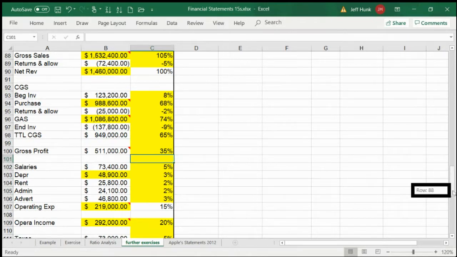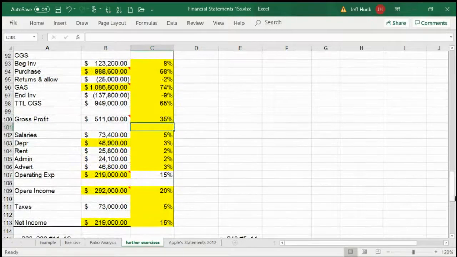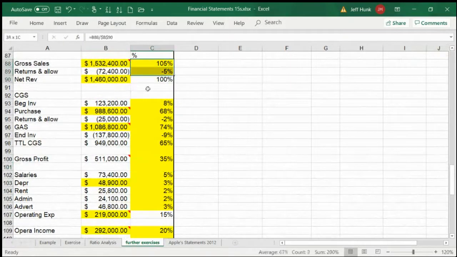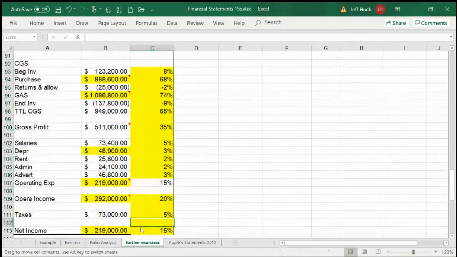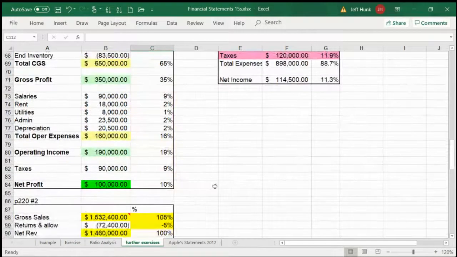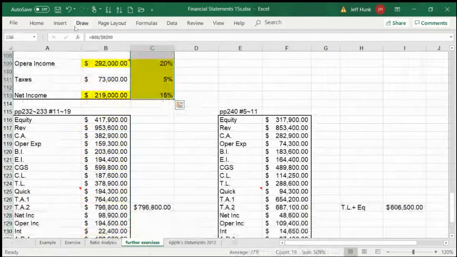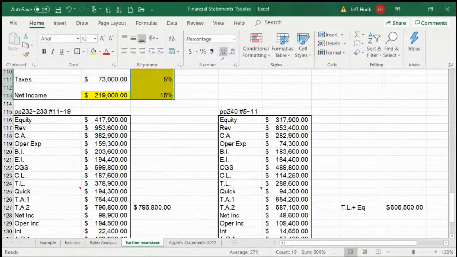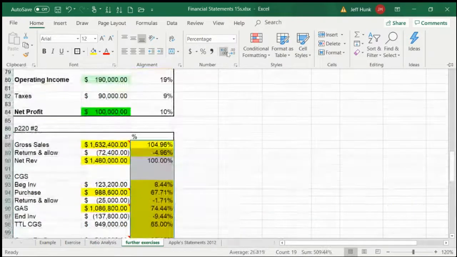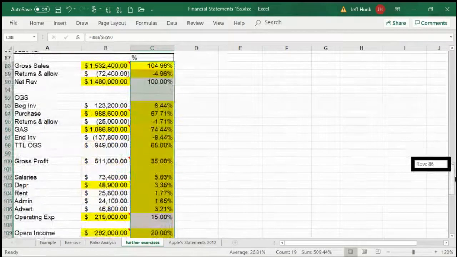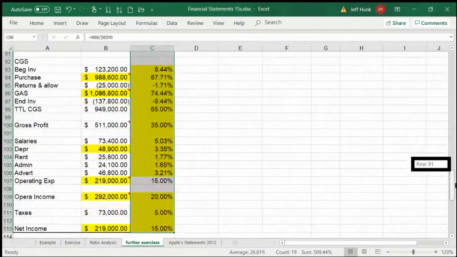So there you go. We have, oh, one last thing. Don't forget, by default, give it 2 to 3 decimal places, always. Always give it 2 to 3 decimal places. So I'm going to highlight that column, go home, and then give it 2 decimal places. So, okay. All righty. So we're done.